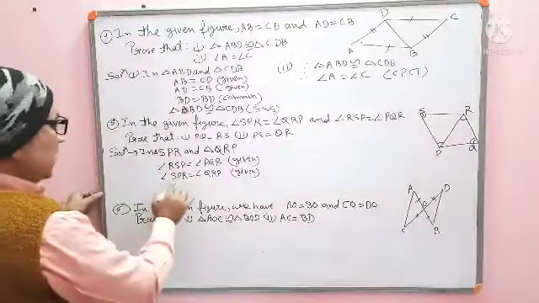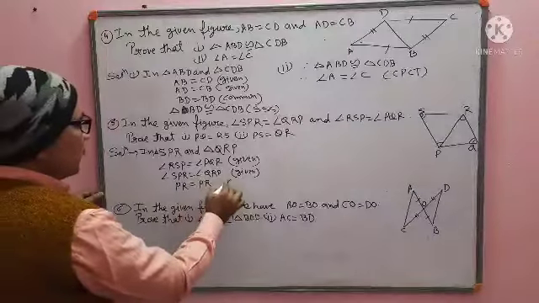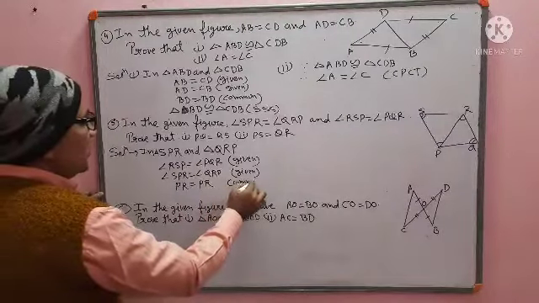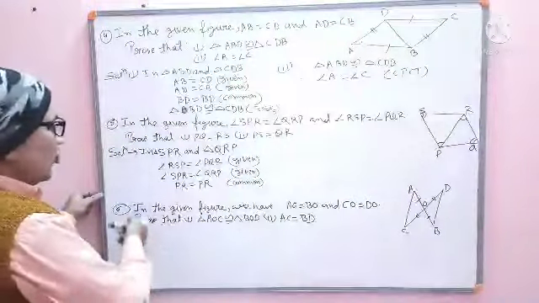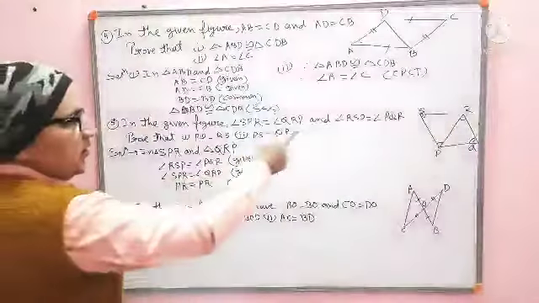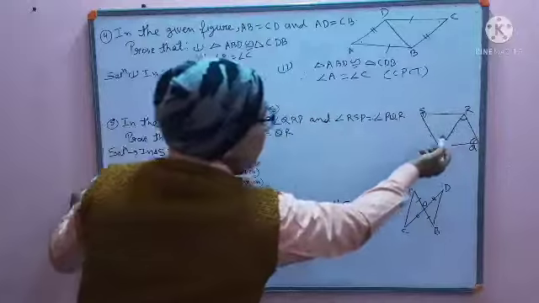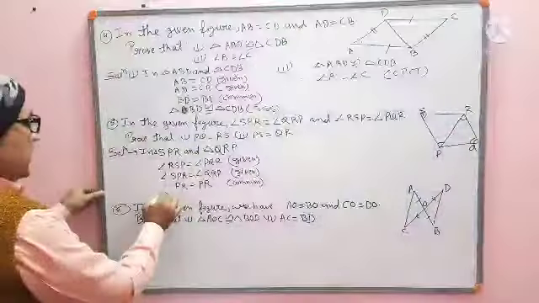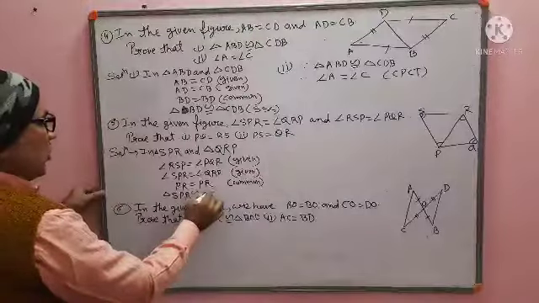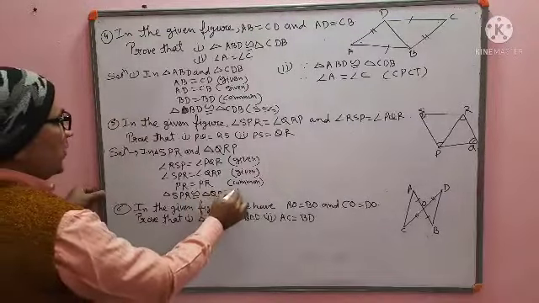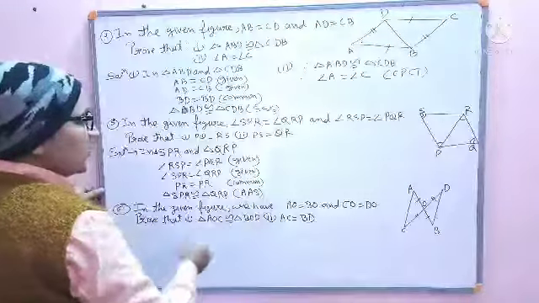You have noted it. Now PR is present in this triangle also and this triangle also, because these two line segments are common in both the triangles. Now you can see angle side, angle side in this triangle also, angle side in that triangle also. It means triangle SPR is congruent to triangle QRP by the criteria of angle side.